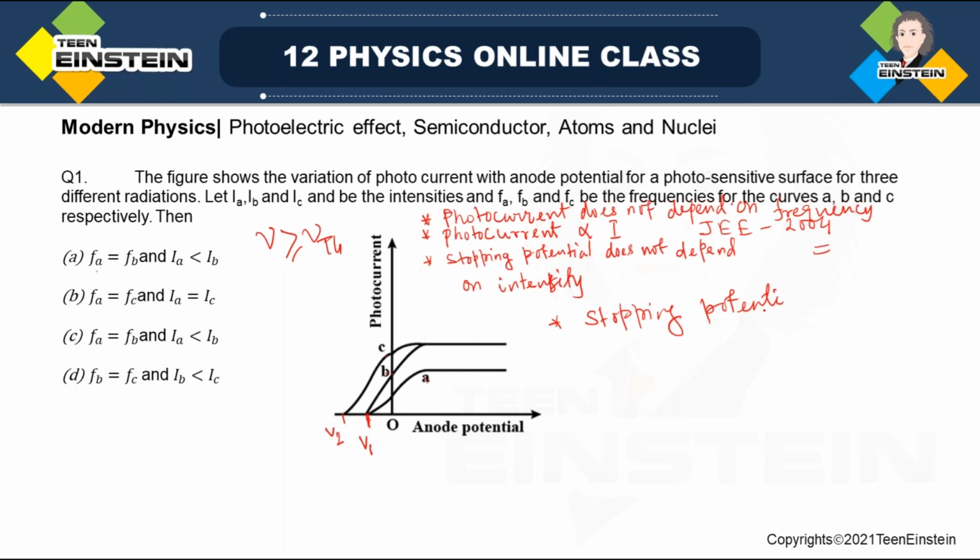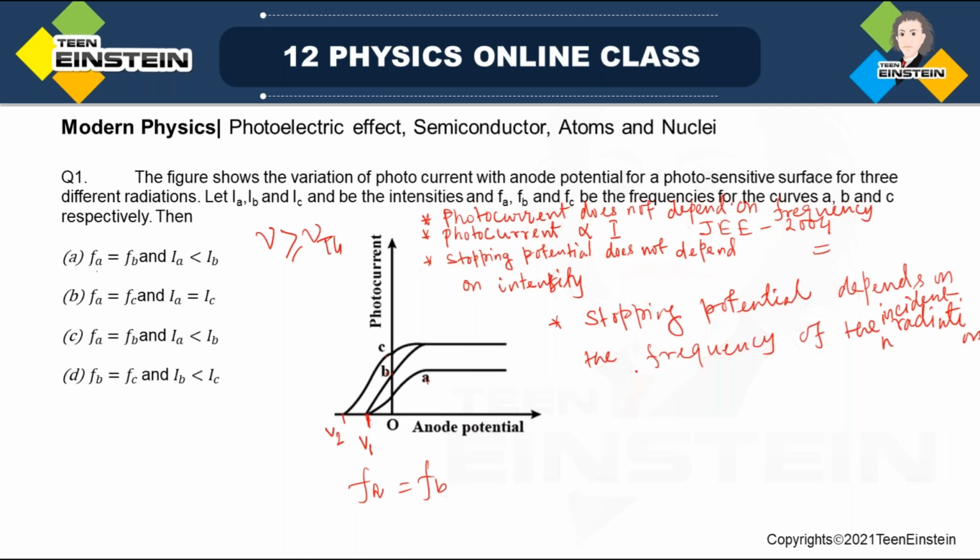So the last point is that the stopping potential depends on the frequency of the incident radiation. In this case, look, if the stopping potential is the same for B and A, then we can say that the frequency of B and A radiation will be the same. Obviously the stopping potential V is directly proportional to the frequency of the incident radiation.